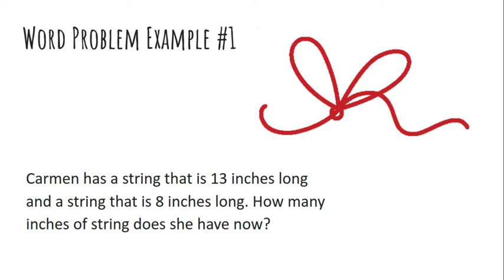Let's look at the first word problem example. Carmen has a string that is 13 inches long and a string that is 8 inches long. How many inches of string does she have now? The good thing about this word problem is that we don't need to measure, we don't need to have a ruler, and we don't need to have string. We have all of the information we need. Let's look at the steps that we could take to solve this word problem.